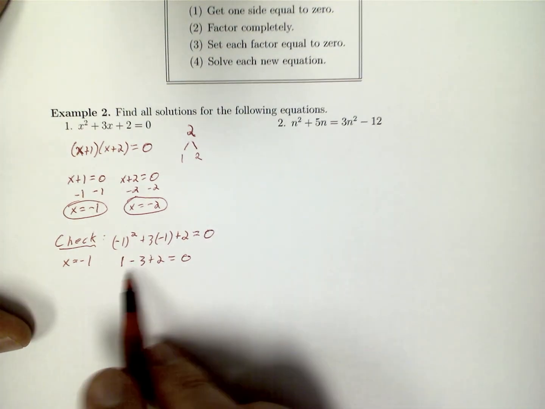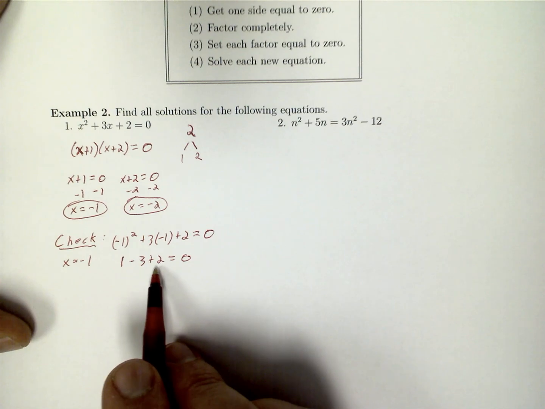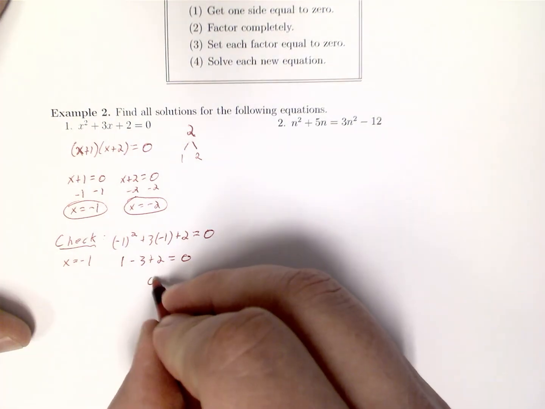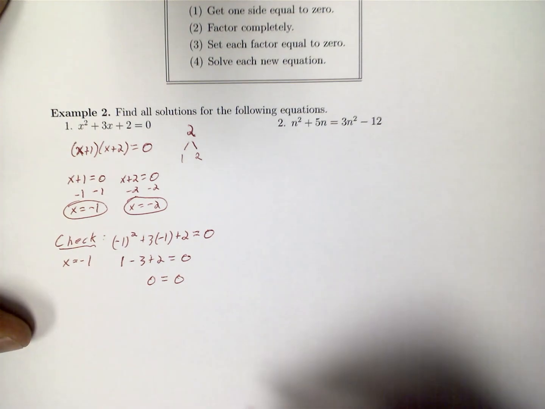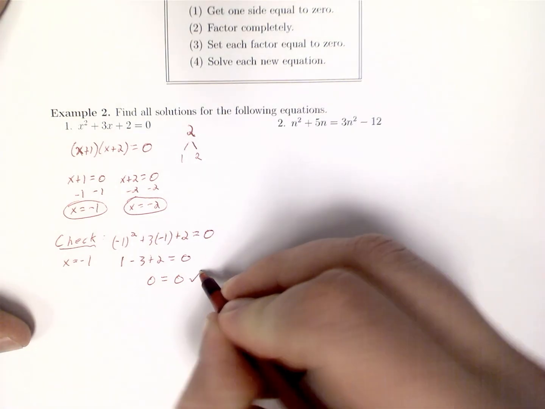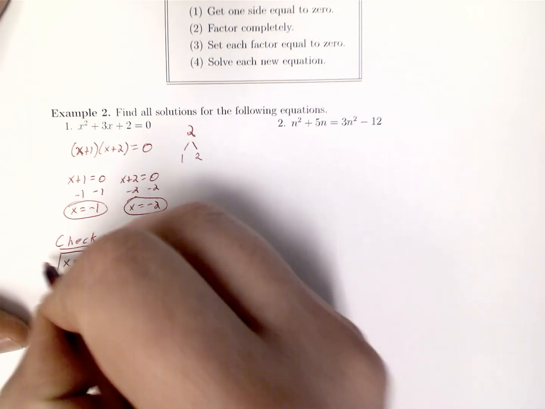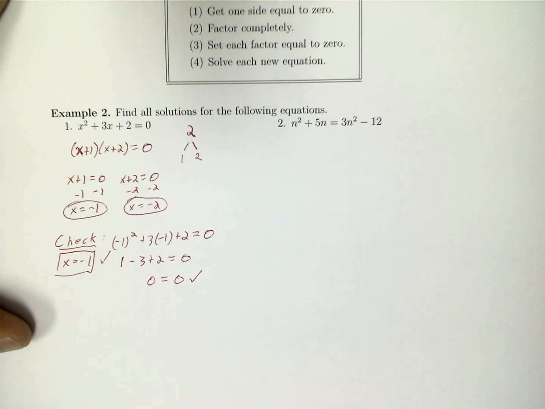And then, does this equal 0? Well, 1 plus 2 is 3. 3 minus 3 is, in fact, 0. So does 0 equal 0? Is that true? Yes. So x equals -1 is a solution.